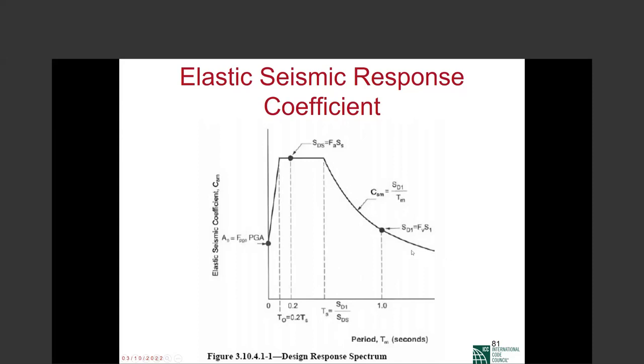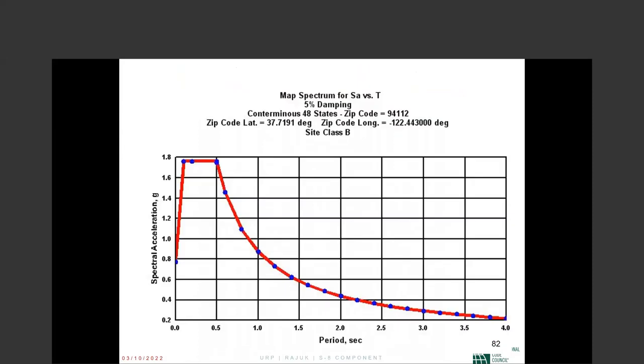And if we need to continue that, there will be a different spectrum, and that will become important for the base isolation. So this one shows you the spectrum here for Los Angeles. And as you will see, if you have a bridge of period 0.5 seconds, you are having very close to 1.8. So you need to take the weight of the bridge multiplied by almost 1.8. That will give you the seismic force.